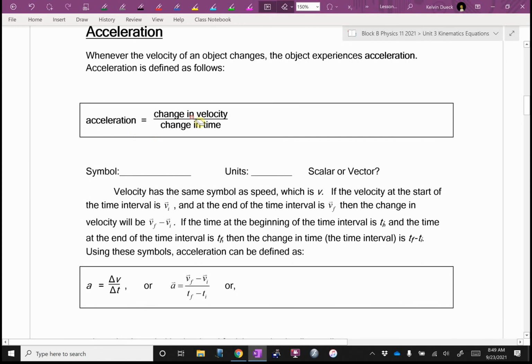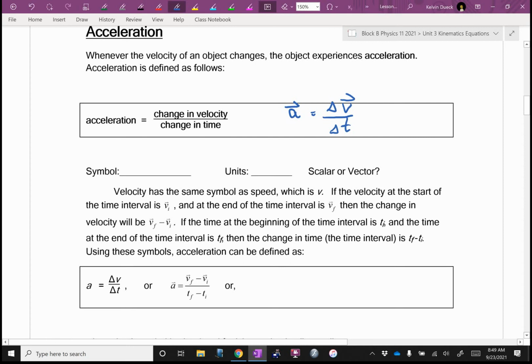Acceleration is defined as the change in velocity over the change in time. As an equation, we would write this. Acceleration, it's a vector, so I'll put a vector symbol above it, equals change in velocity over change in time.